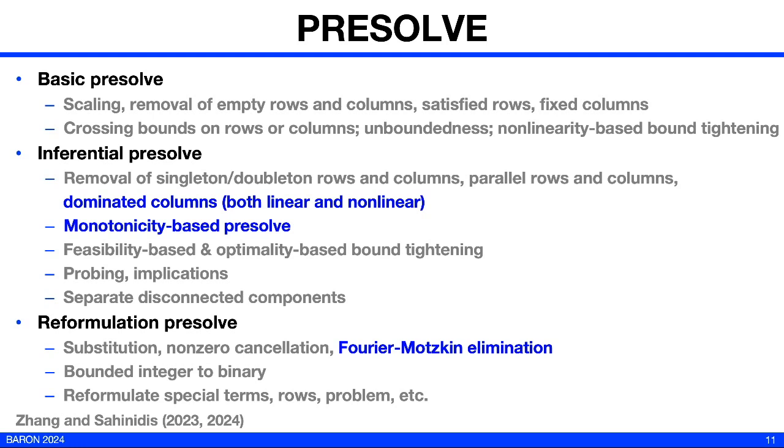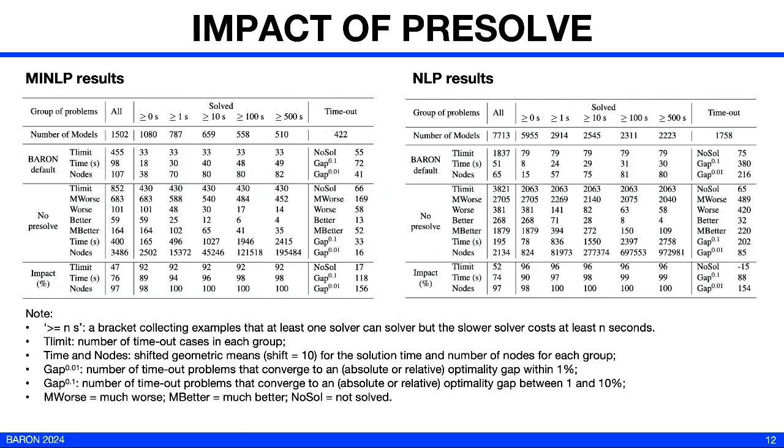And the third category is called reformulation pre-solve, which is the most destructive pre-solve method of these 3 categories. So reformulation will mainly ruin the original model structure. For example, we can reformulate a mixed integer quadratic programming problem to a mixed integer linear programming problem once some conditions are satisfied.